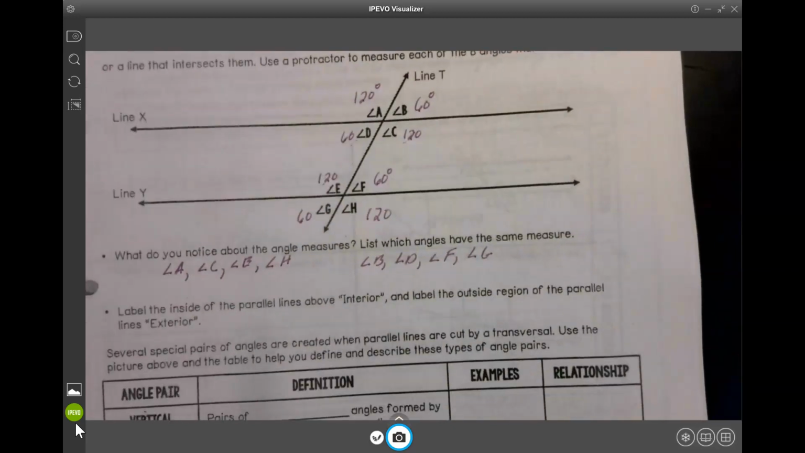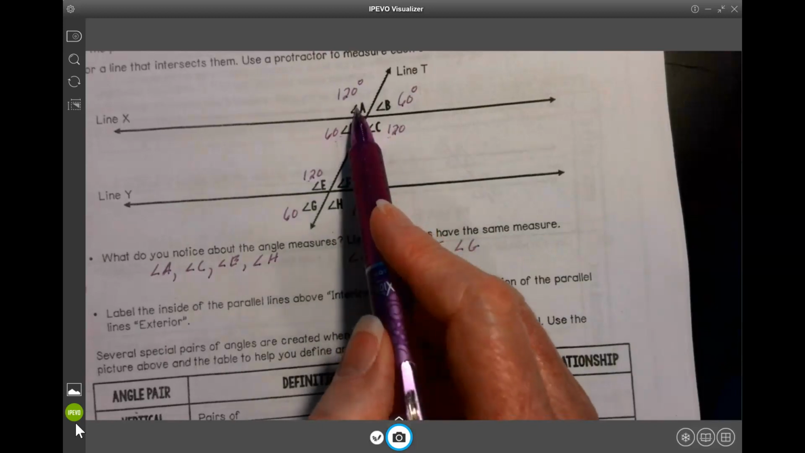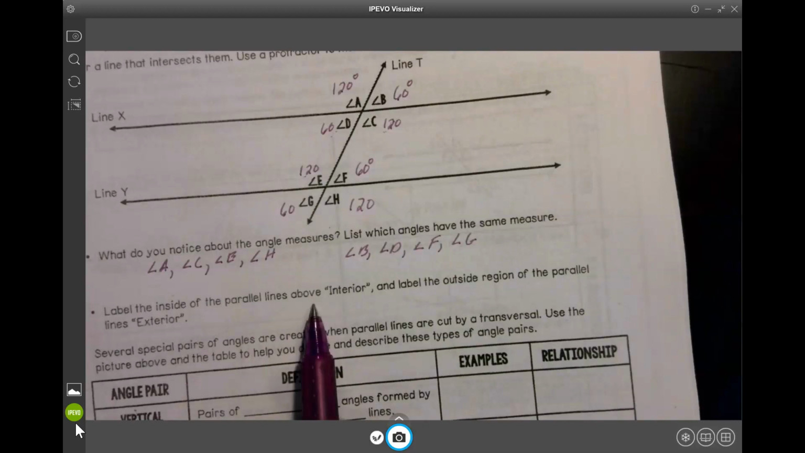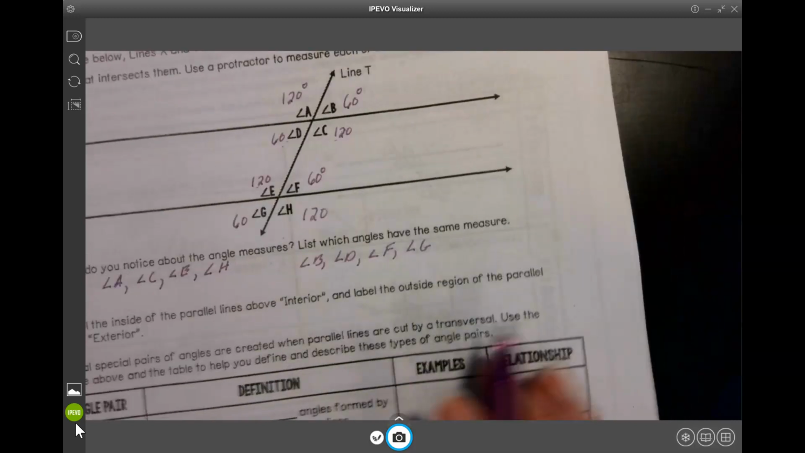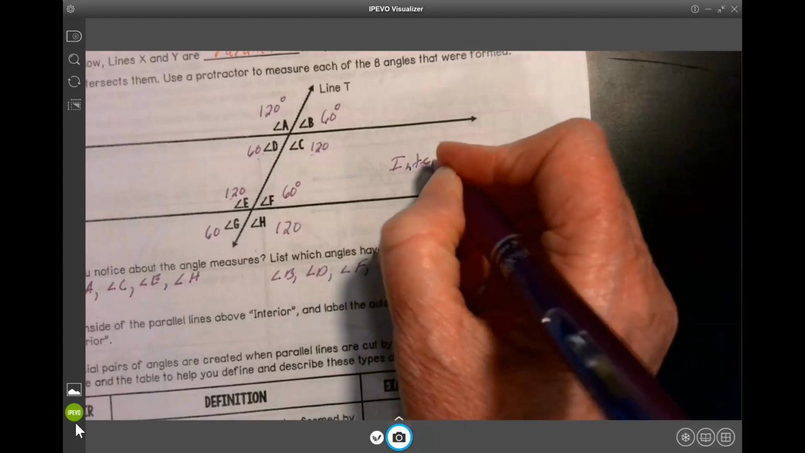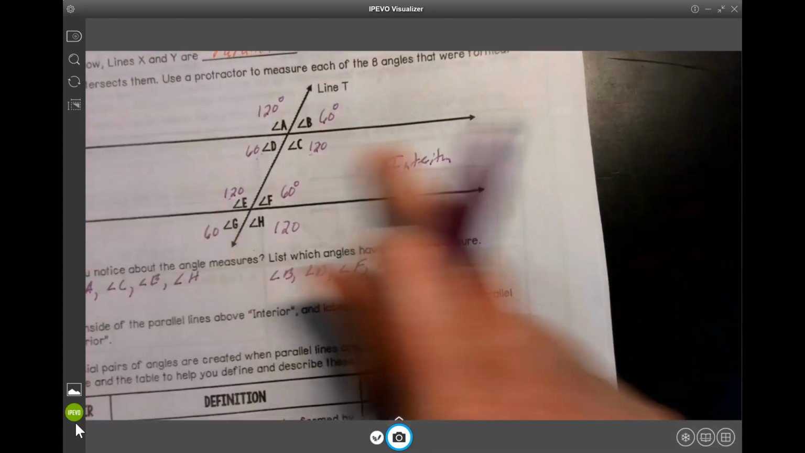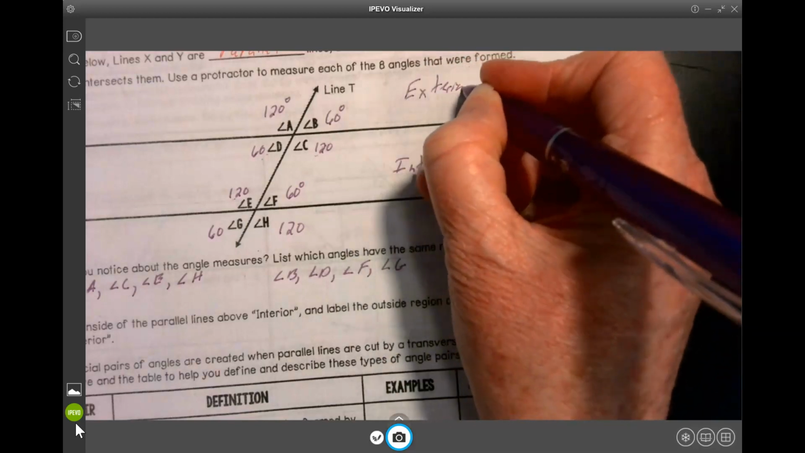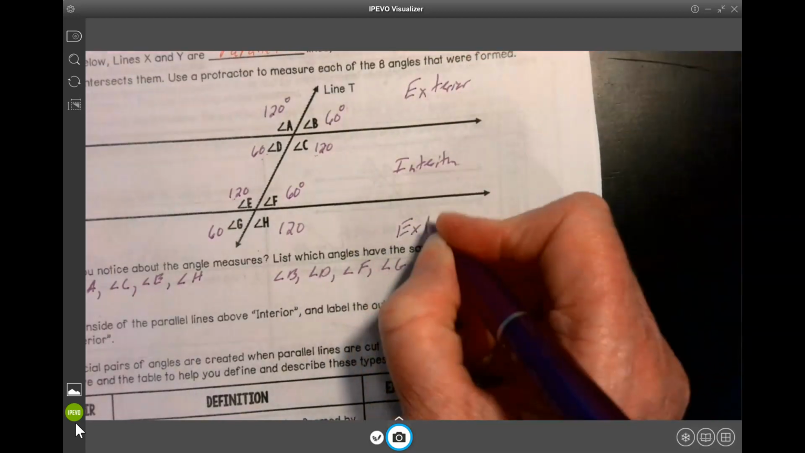So we figured out one with the protractor, and then used supplementary, or straight angles, and vertical angles. Label the inside of the parallel lines above interior. So this is the interior right through here. This is the exterior. There's a point to all of this. So those are the exterior.